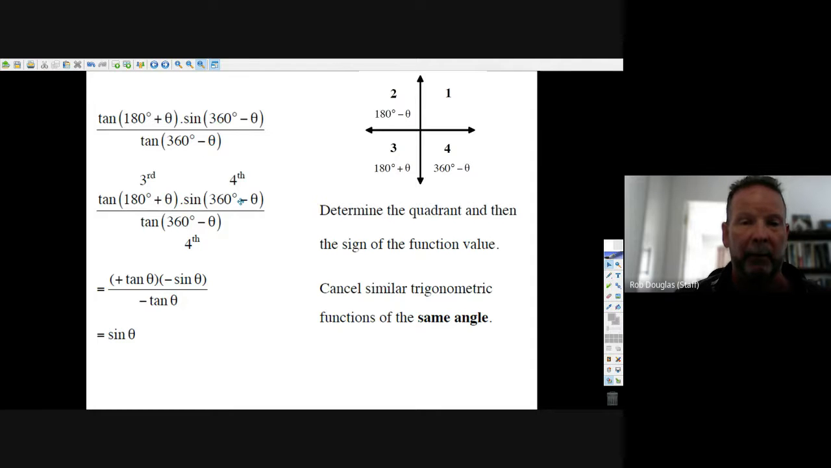Tangent of 360 minus theta, where is it? That's the fourth quadrant. We just said that. So tangent is negative in the fourth quadrant. Just go with all stations to Cape Town. Tangent's only positive here and here. It's negative there. Well, the tangents cancel. Two negatives make it a negative divided by negative, which is positive. So you're just left with sine theta, and that's your answer.